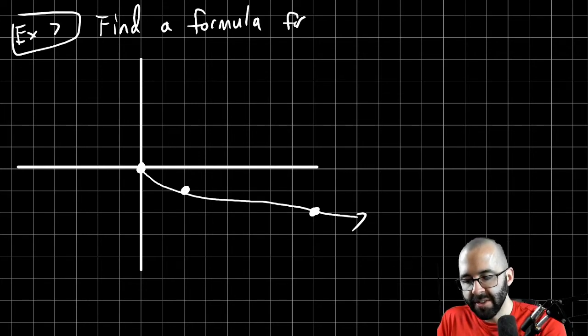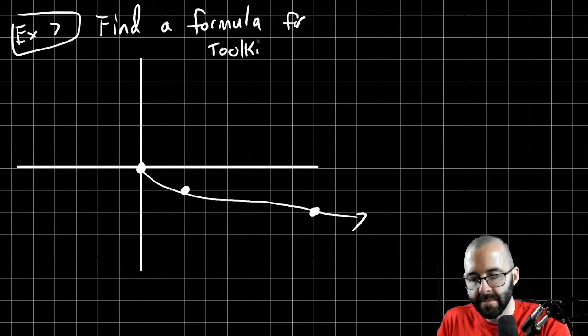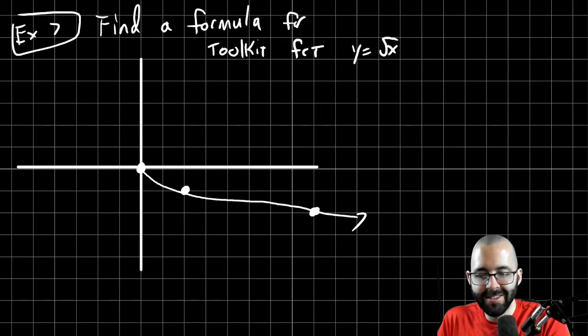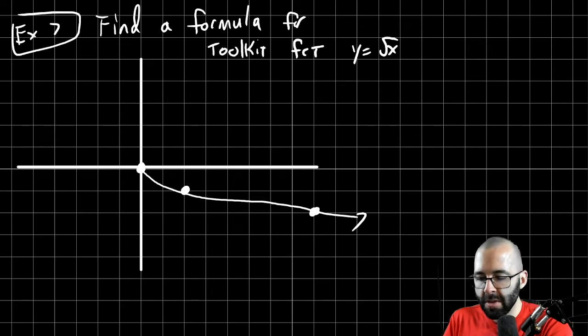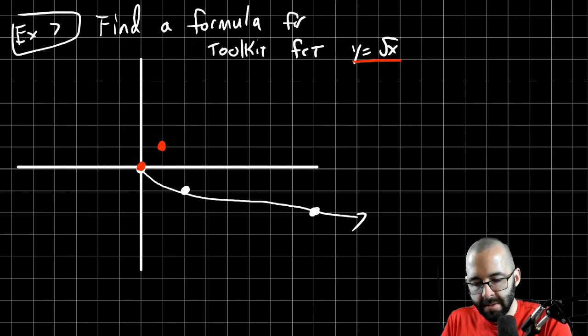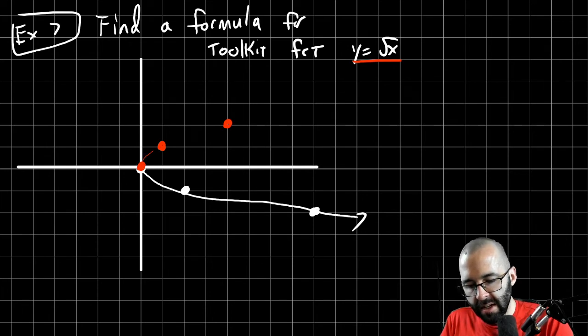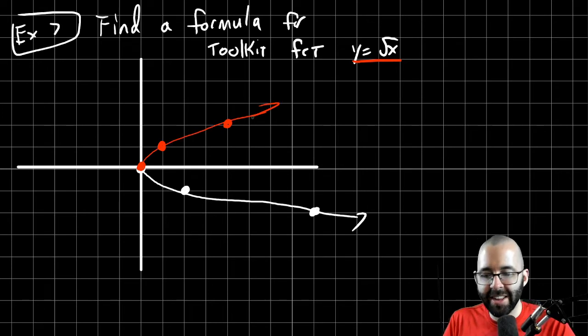So first off, we have to find the toolkit. What's the toolkit function here? It's the one I can't draw. It's the square root of x. All right, but no, let's look at the regular square root of x. Square root of x normally looks like this. This is normally what the function looks like. Something like that.